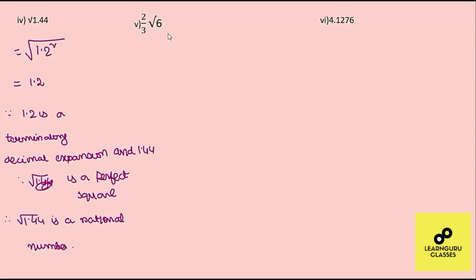The fifth question is 2 by 3 root over 6. So root over 6 can be written as root over 2 into root over 3. So root over 2 is an irrational number. Root over 3 is an irrational number. So that will give you an irrational number.